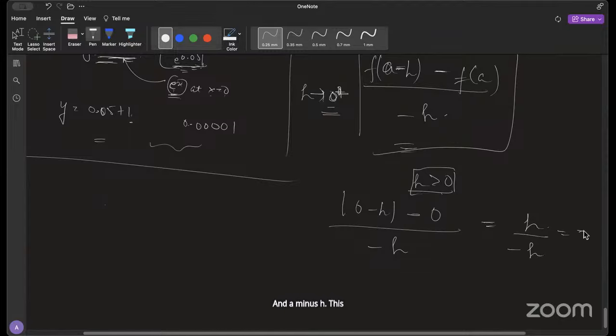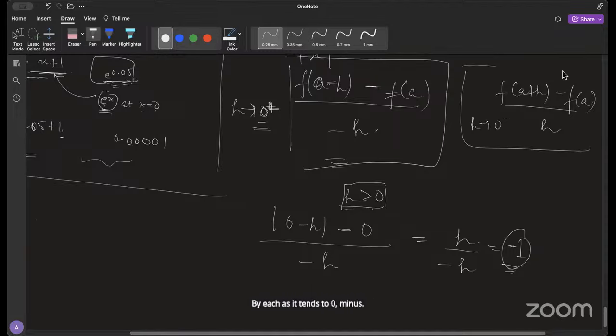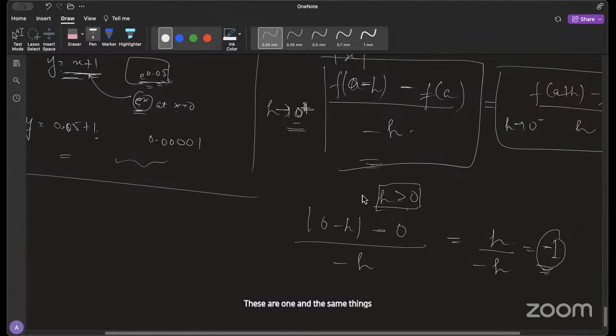This will be minus 1. So getting the same thing. From here also you get minus 1. If you use f a plus h minus f a by h as h tends to 0 minus, then also you'll get the same thing. These are one and the same things. Is that okay?